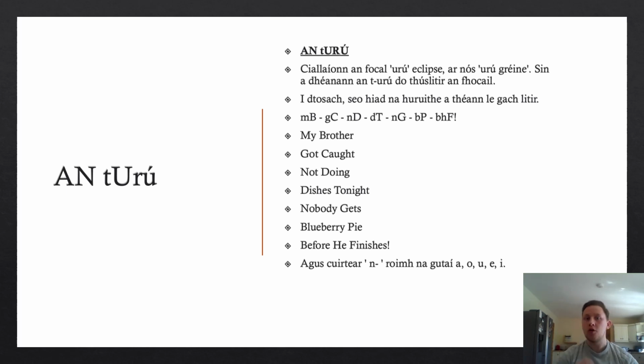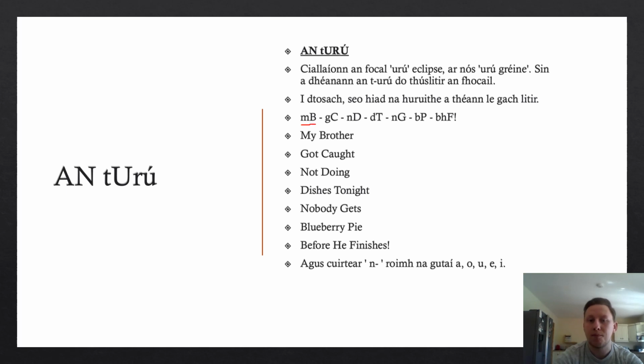So we're going to move on to the Urú now. Urú means eclipse. So it's literally a letter that goes before a word. Okay, before the first letter of a word. So these are the changes to go with every letter. Okay, and there's a little line to go with it as well.